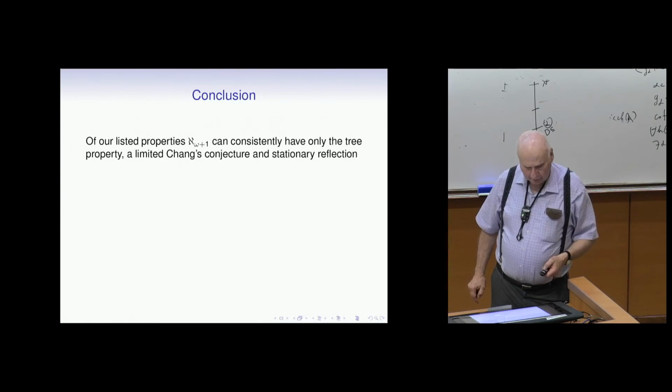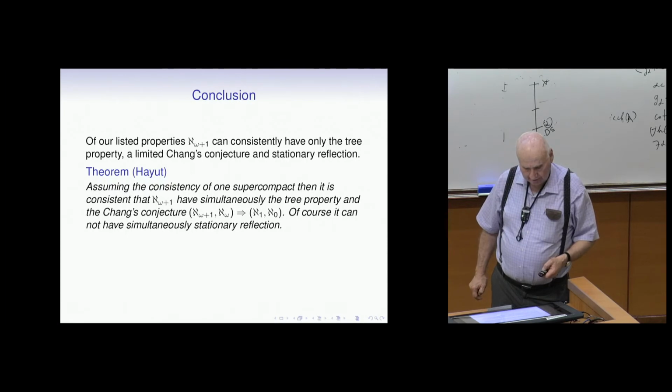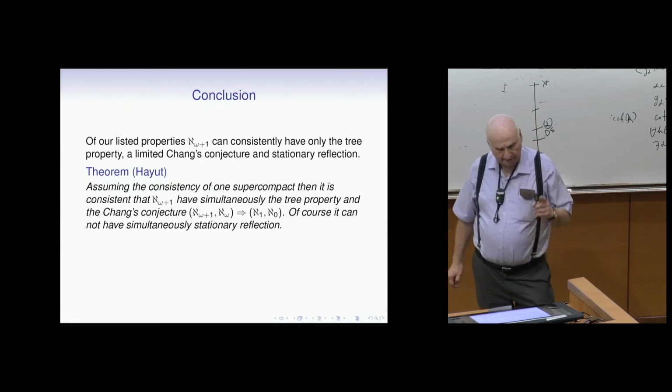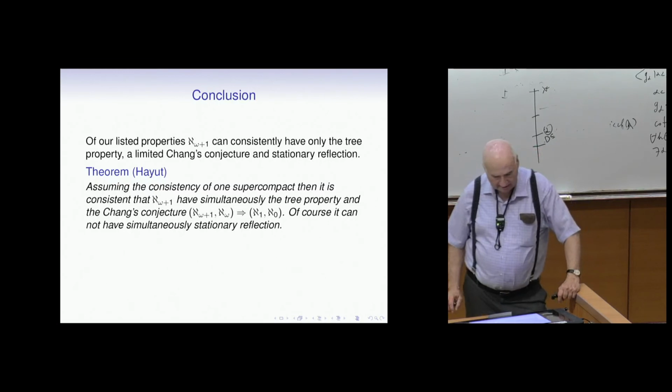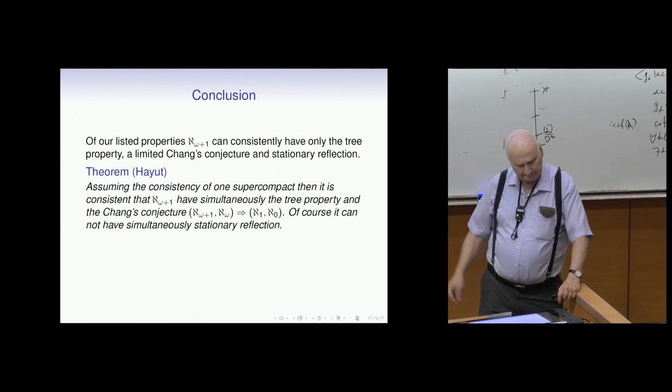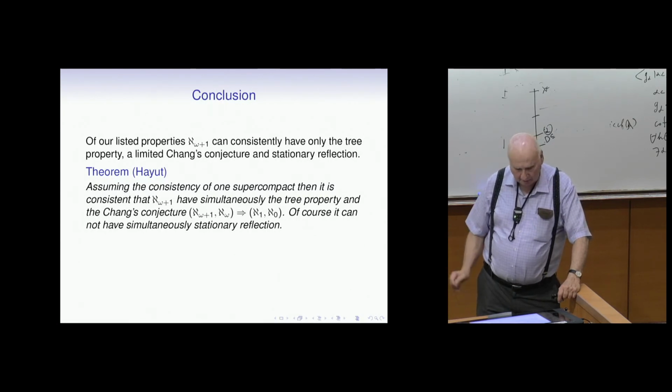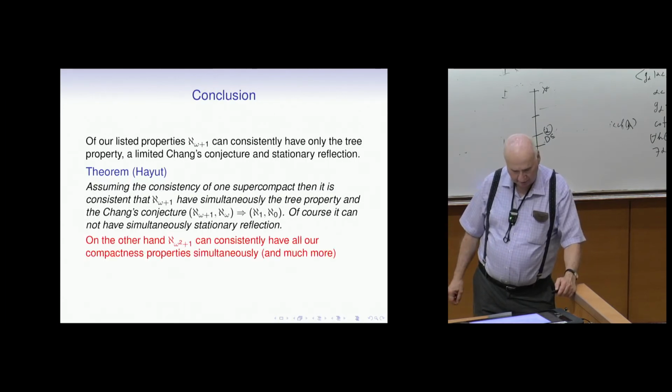So if we take the conclusion of our listed properties, Aleph Omega plus 1 can consistently have only the tree property, limited Chang conjecture, and stationary reflection. The Chang conjecture and stationary reflection, it can have both. Assuming the consistency of one supercompact, then it is consistent, I'm sorry, it can have the tree property and the Chang conjecture. That's not, I'm sorry, not the consistency of one supercompact, omega many supercompact for the tree property. But it cannot have simultaneously stationary set reflection with the Chang conjecture.